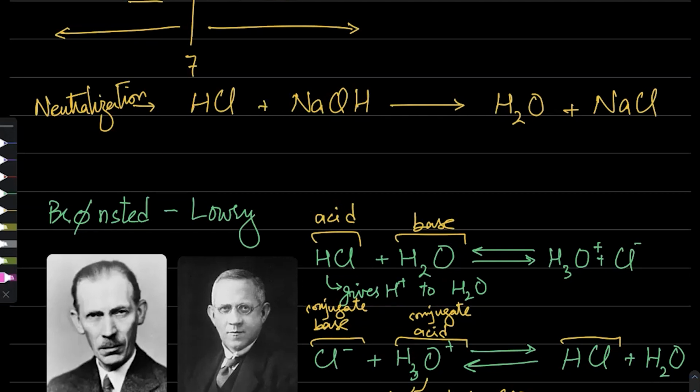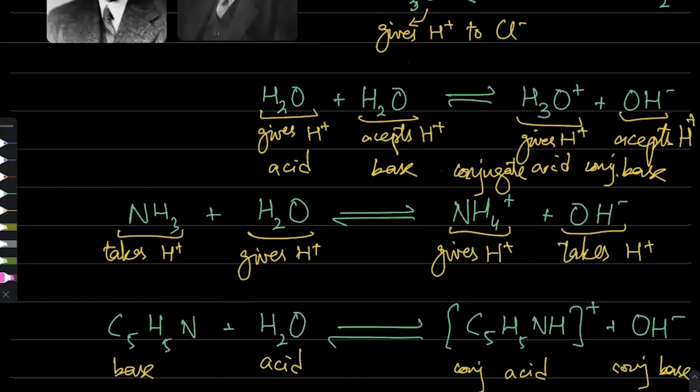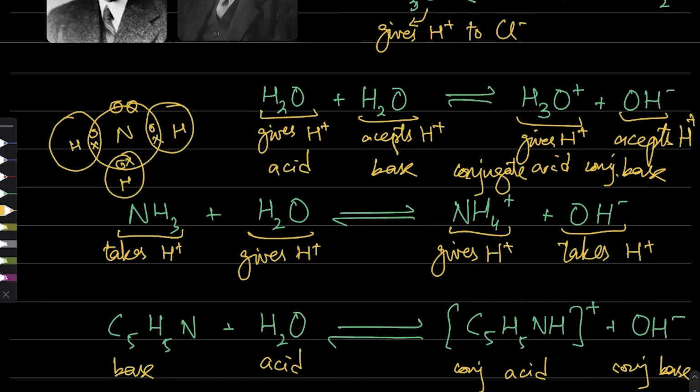Things with OH minus are bases because they have electron pairs to donate. And nitrogen has 5 electrons, right? Look at the ammonia structure. This is ammonia, right? Look at this beautiful pair of electrons right there. Why wouldn't it act like a base?